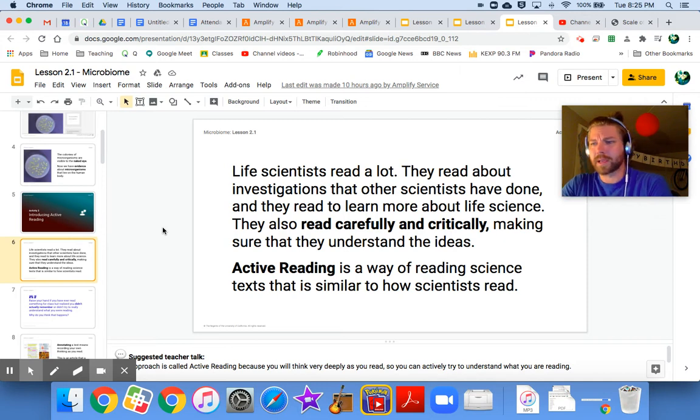That's a really important thing. What have people already said about this topic? What have people already learned about this topic? Maybe the question that I have that I think is so profound, somebody's already looked into that and studied that extensively, and I can just read their research. Maybe I still end up wanting to do my own research. That's fine. They also read carefully and critically, making sure that they understand the ideas. Active reading, this is what we're doing, is a way of reading science texts, or any text, honestly, that is similar to how a scientist might read.